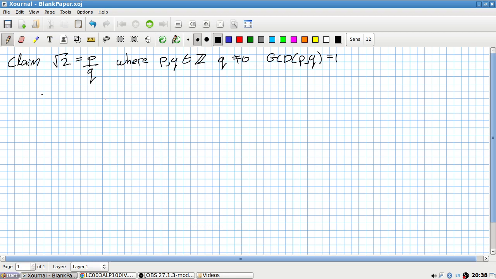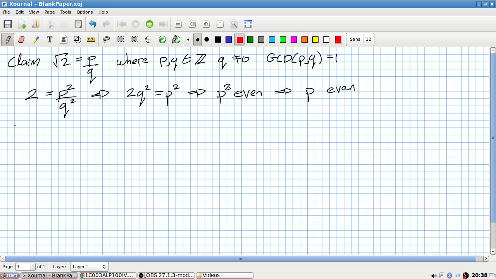But anyways, if we square now, we get 2 equals p squared over q squared, which means 2q squared equals p squared, which means p is even, because p squared is 2 times an integer, so it has to be even, which means p is even.